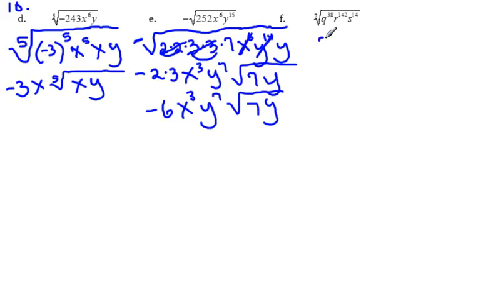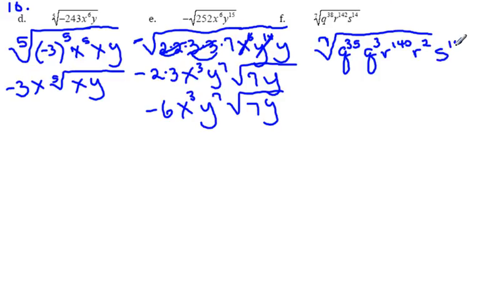So I'm going to rewrite this as the 7th root, and I'm going to make those numbers multiples of 7 and their leftovers. So that's going to be q, and I'm looking for the closest multiple of 7 that's near 38, and that's going to be q to the 35th, because 35 is divisible by 7, and then I'm going to have 3 left over, q cubed. R to the 142nd is going to be r to the 140th, because 140 is a multiple of 7, with 2 left over, r squared. And then 14 is a multiple of 7, so I just have s to the 14th.